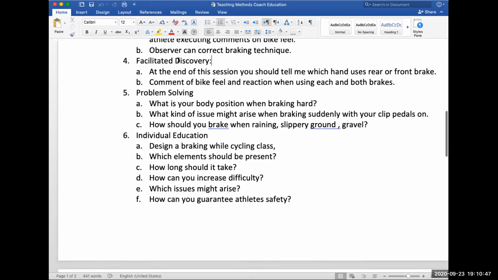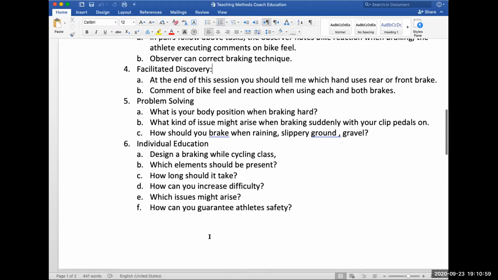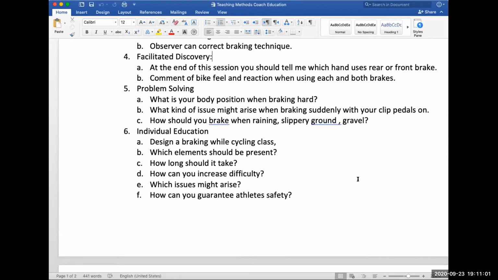A very important thing is that when you plan these types of sessions, you should be able to guarantee the safety of the athletes, okay? So you should probably do any of these sessions in a place where there are no cars, not on a busy road, and start planning for that, okay?